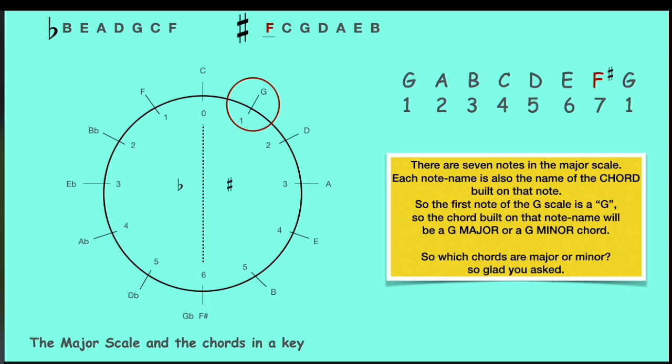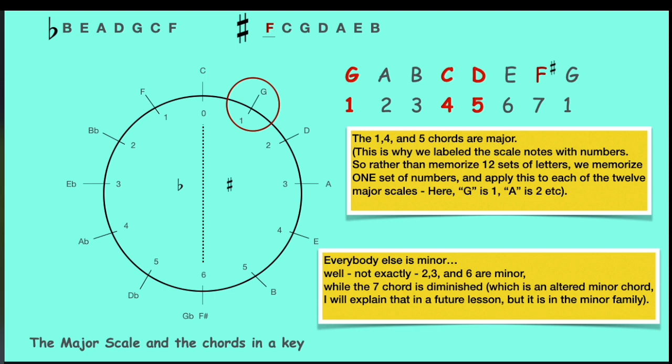So which chords are major or minor? So glad you asked. Here's what you need to know. 1, 4, and 5 are major. Everybody else is minor. Now, we labeled each letter of the chord, 1, 2, 3, 4, 5, 6, 7, and then 1, because all the relationships of chords in 12 keys are the same, no matter what key you're in. The 1 chord is going to be major. The 4 chord's going to be major. The 5 chord's going to be major. 2, 3, and 6 are minor. 7 is diminished. So it's going to be the same.